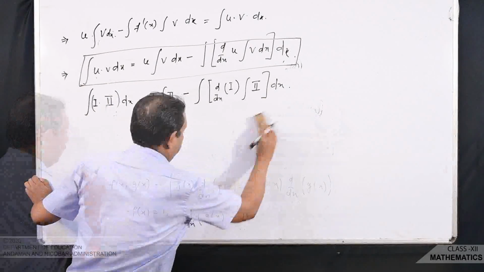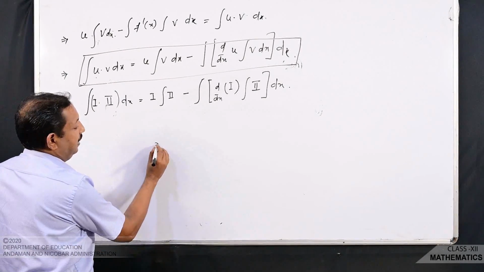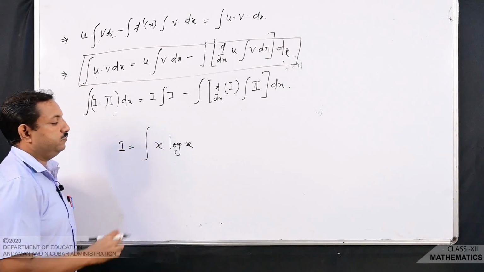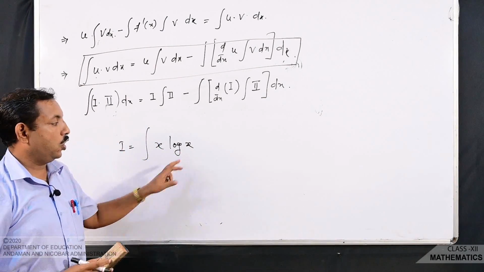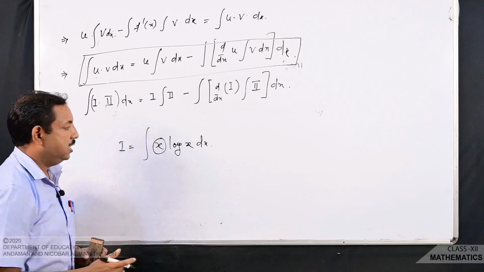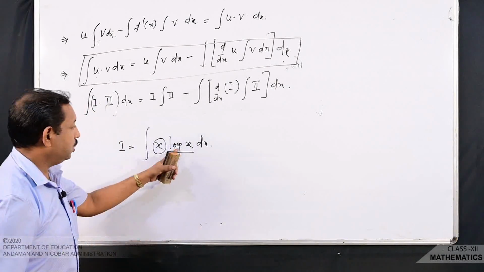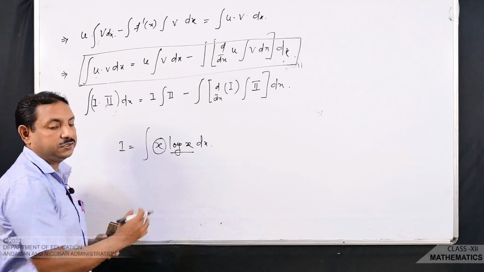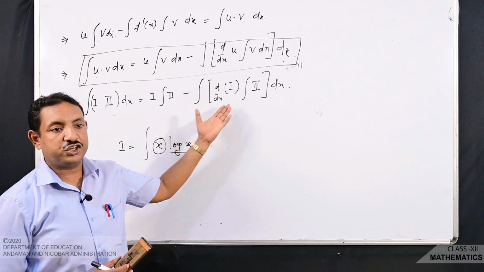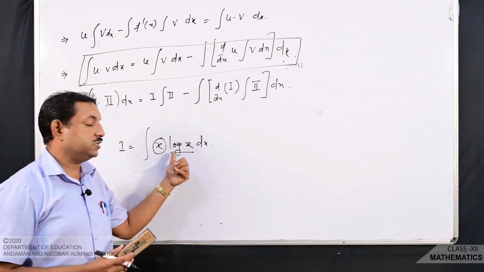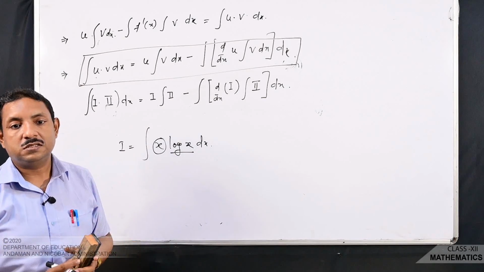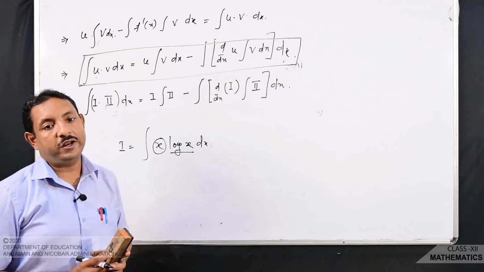For example, suppose you are given x log x, so your integral is the integration of x log x dx. Here one function is x, another function is log x, and both of them are given in product in the integrand. So obviously you have to use this integration by parts formula, but your choice is important here. Which function do you take as the first function and which one as the second?